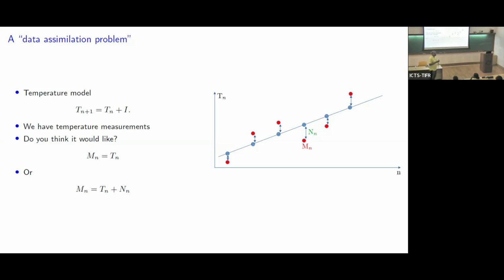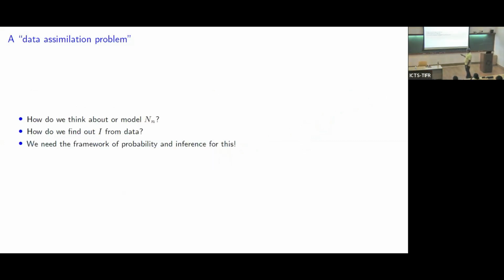But we want a way to think about these things mathematically. That is one of the first topics that we will look at. You will see that we can use the framework of probability to think about these NNs. That is what we will discuss in the first part of this session. And then we have this other question: how do we find out I from data?